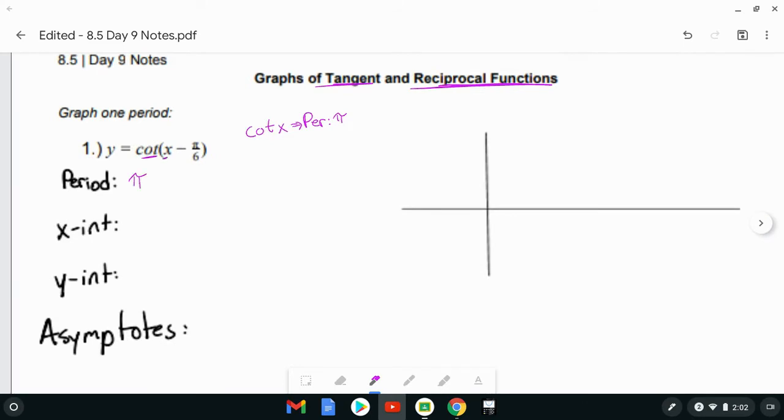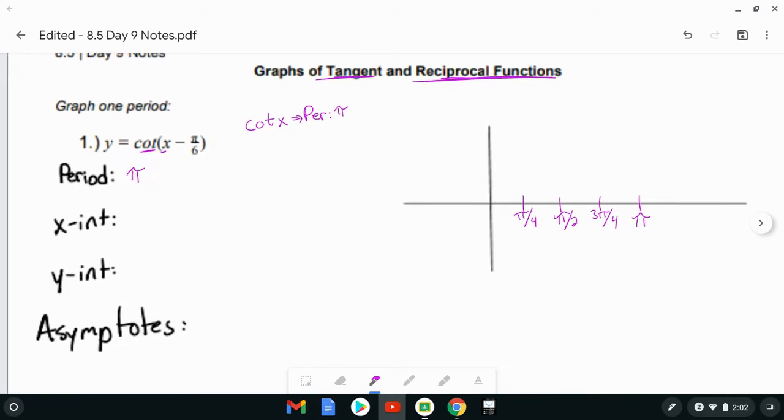because there is no b value on the inside, which means 4 tick marks out would be pi. That would be 1 period out. And then cut it in half, you get pi over 2. Half of that would be pi over 4. And then 3 pi over 4 could be that third tick mark.